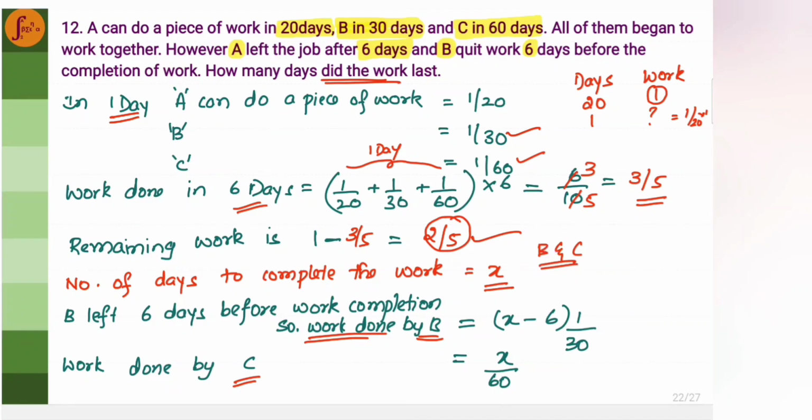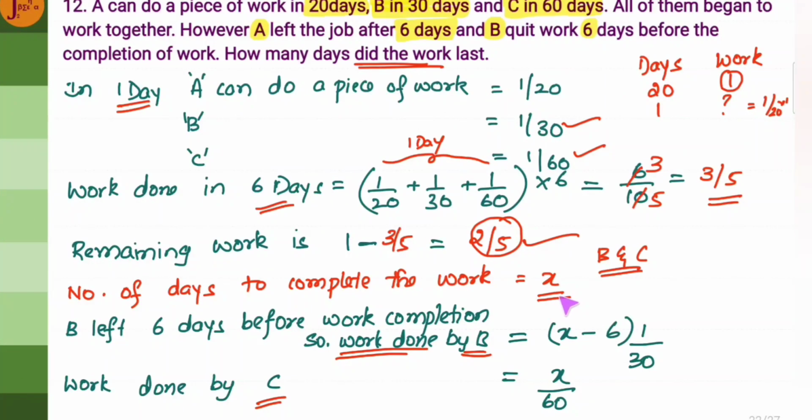So we assume that the number of days to complete the work is X. B leaves the job 6 days before completing the work, so B has worked for X minus 6 days. In 1 day it is 1/30. For X minus 6 days, it's going to be (X minus 6) into 1/30.